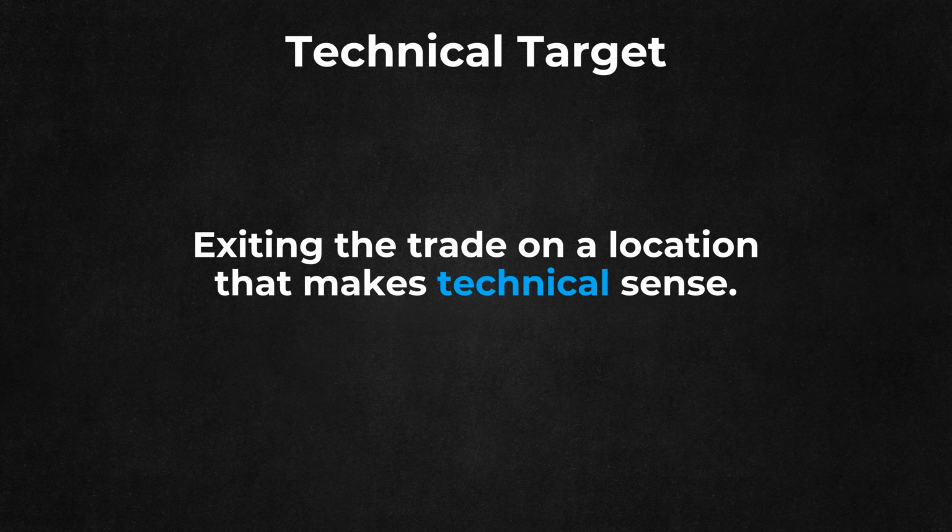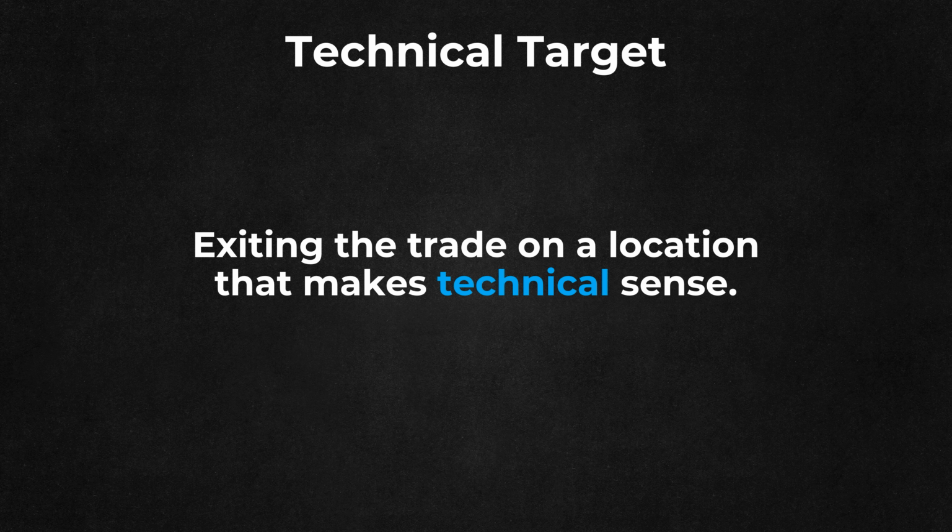A technical target is just like a technical stop. It's planning the exit of a trade on a location that makes technical sense. This can also serve as a filter not to enter the trade. If the entry looks good, but the trade doesn't have enough profit potential, it's best not to enter the trade.